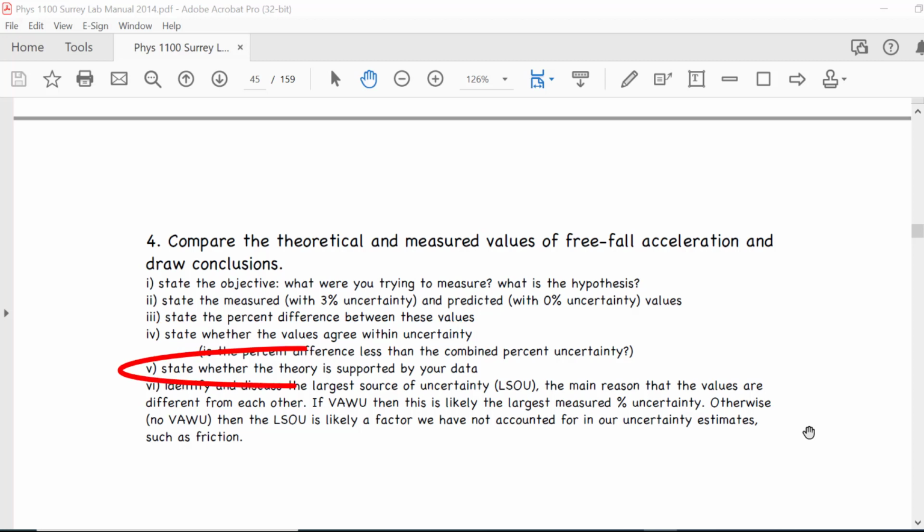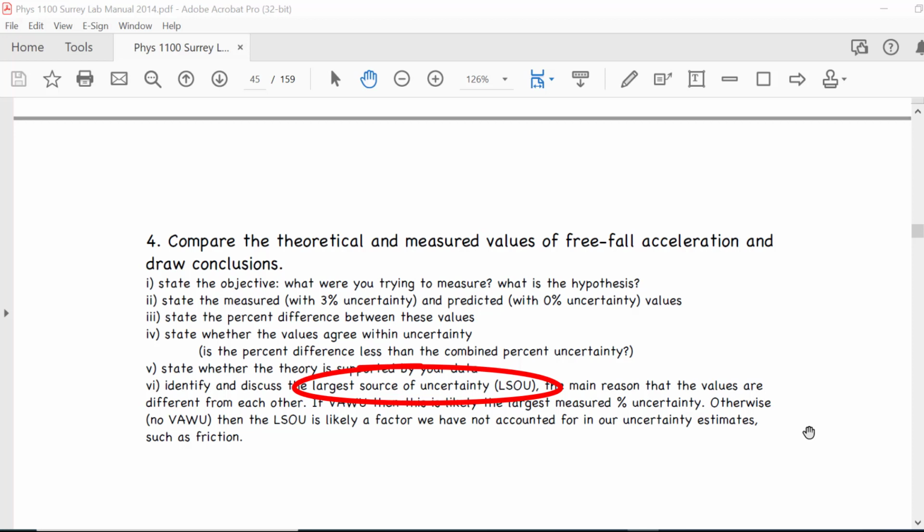The next item says state whether the theory is supported by your data. So if your values agreed within uncertainty, you'd say, yes, the theory was supported by my data, because your value agreed with the theoretical prediction within uncertainty. If they didn't agree, then here you would have to say the theory was not supported by your data. And finally, the last item says, identify and discuss what the largest source of uncertainty was.